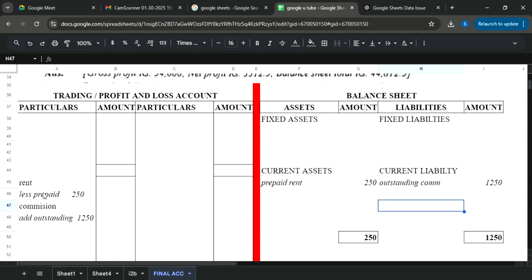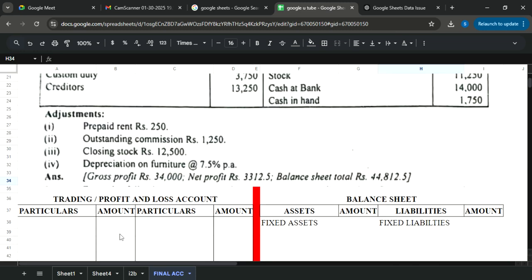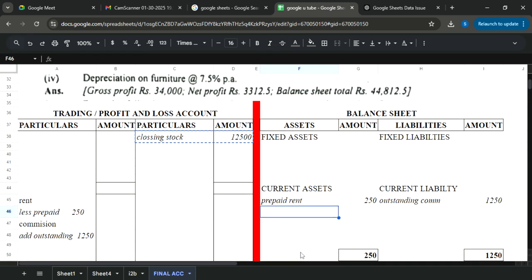Since this is the beginning, you will have to understand it well. Look, prepaid had two effects: less in expense and asset. Outstanding has two effects: add in expense and liability. So we are going to complete our adjustments. The next adjustment is closing stock. As you know, closing stock is part of the trading account. So first you will write the amount of closing stock over here, 12500. Again, since it's part of adjustment, we are going to make it italic. And the same you will write at asset. So here closing stock has been written.